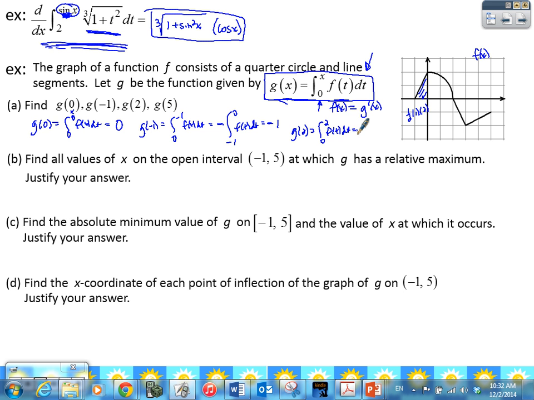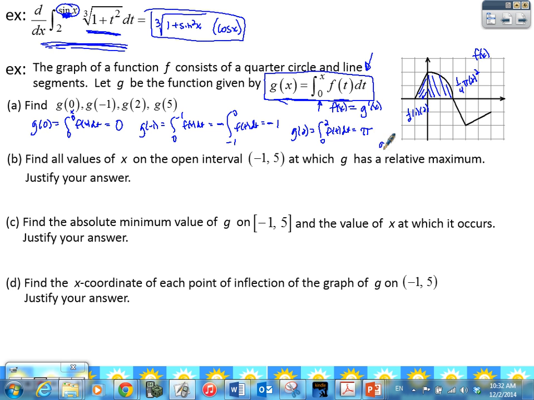So we go over here and we calculate this area from 0 to 2. So that's 1/4 of a circle. Pi r squared is 2. So what is that, pi? Okay, so g of 2 is pi.